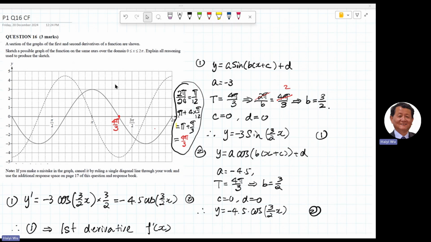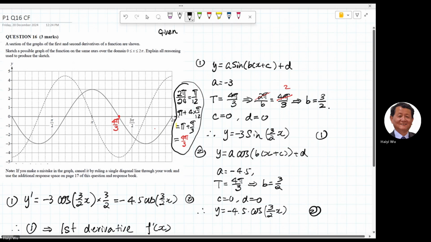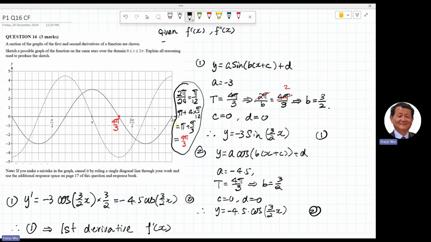One is representing the first derivative, and the other is the second derivative, but which one is which, we don't know. We need to find the original function. So, given two graphs, one is f dash, the other is the second derivative, we need to determine what the original function is.